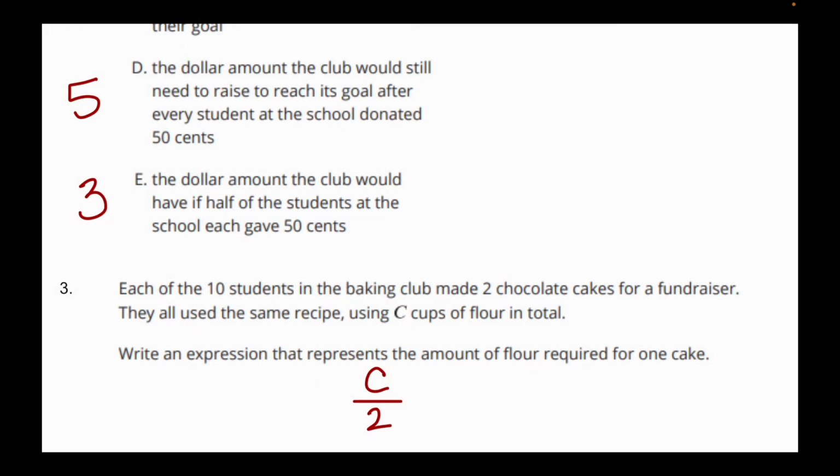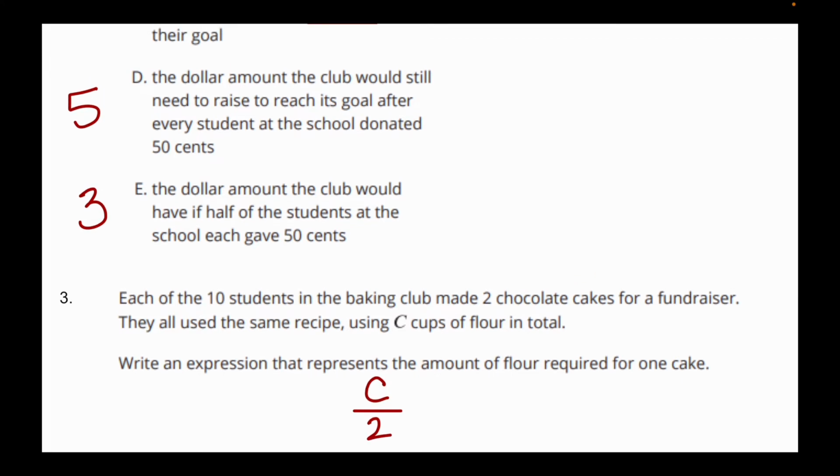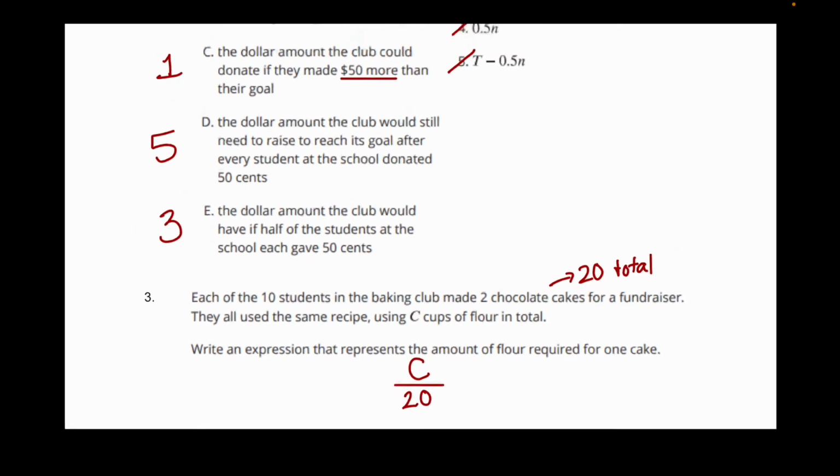Each of the 10 students each made 2 chocolate cakes, which is 20 total. So that's a big goof here. We want to take 20 total cakes and say C divided by 20. That is much better. Okay, yes, I misread that at first.